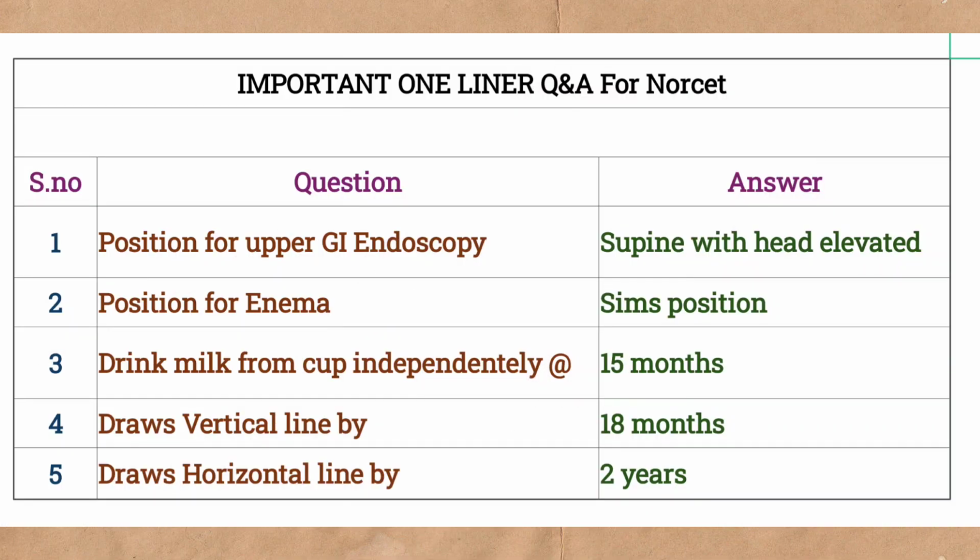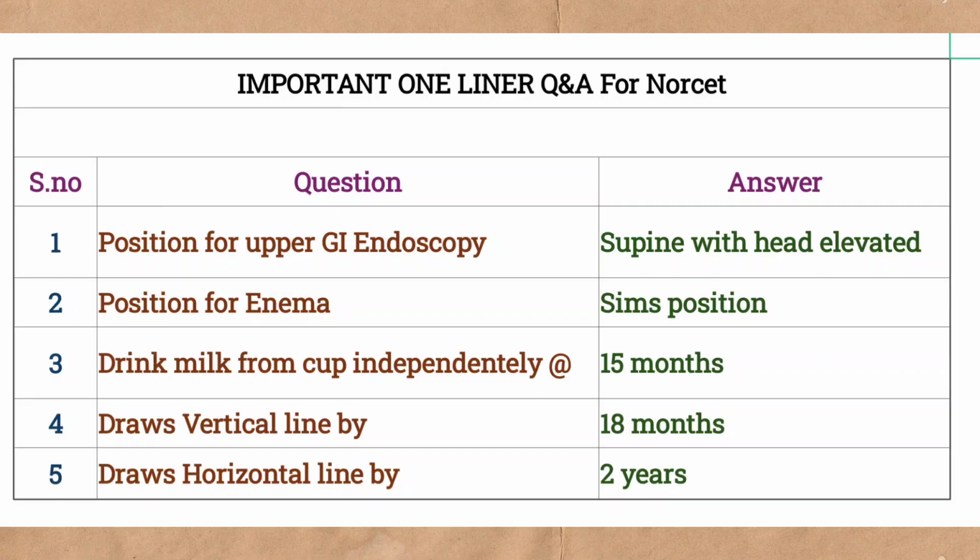1. Position for upper GI endoscopy: supine with head elevated. 2. Position for enema: Sims position. 3. Drink milk from cup independently at 15 months.